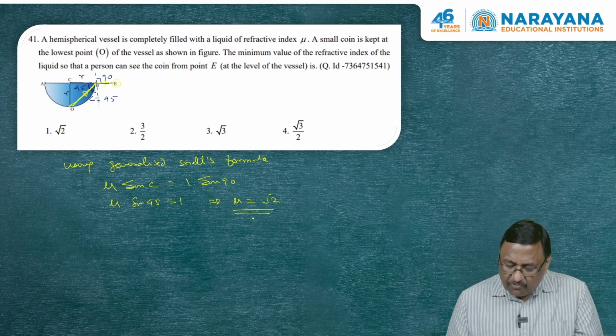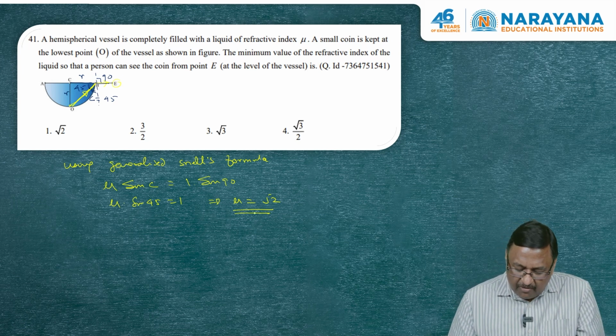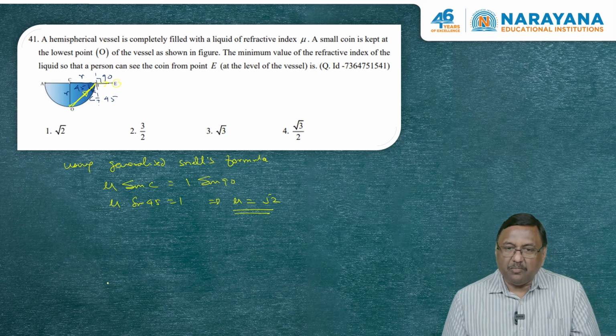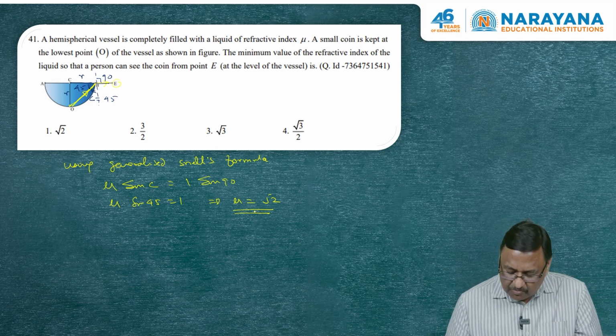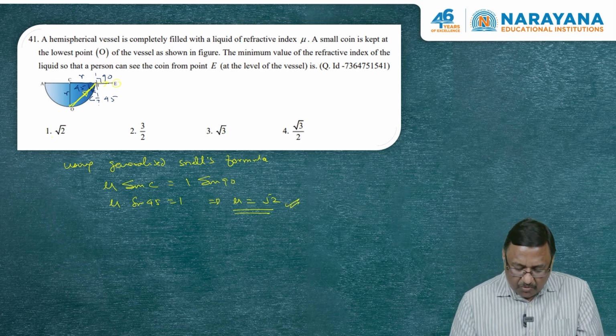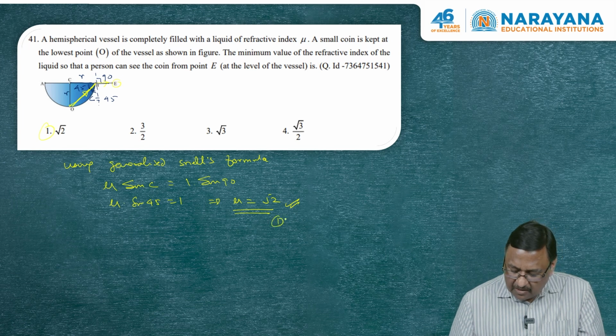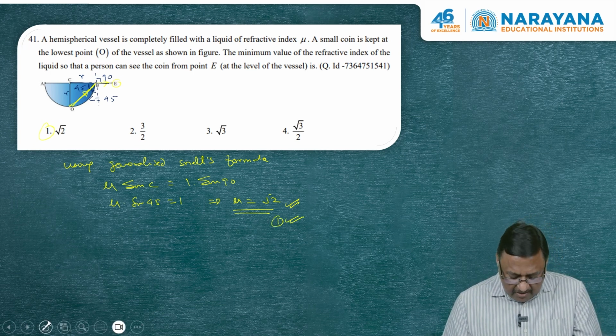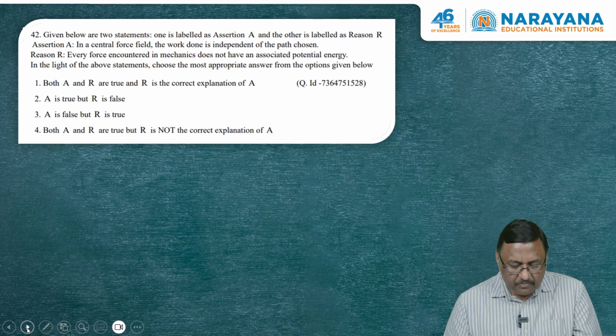So here is what we are writing, the minimum value of my refractive index. That means this is going to be my critical angle, so it is going to give you a minimum condition. I hope you understand this thing. So mu minimum is going to be root 2. That means option 1 is the right answer for this question. Okay, so that is the question. Now let us move to the next slide.